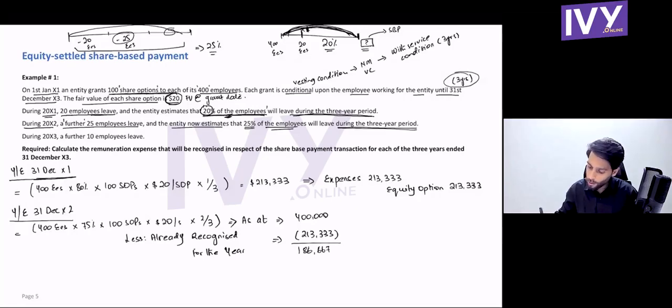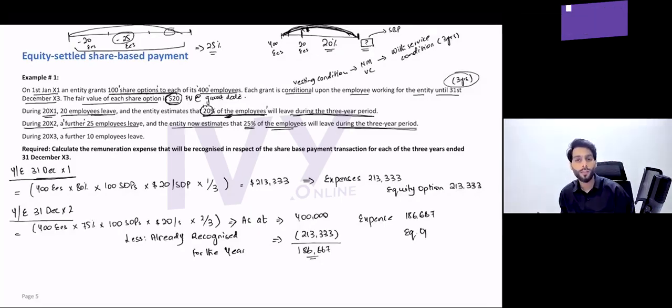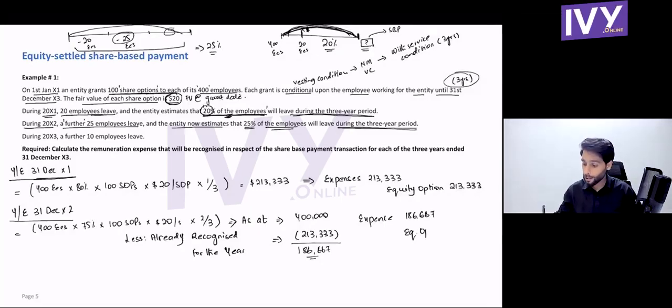186,667. So the accounting entry should be: employment expense debit for the second year 186,667. The equity option should be credited by the same amount. And it is fairly obvious that if you look at the second year expense and the first year expense and you accumulate them up, it is going to be 400,000.